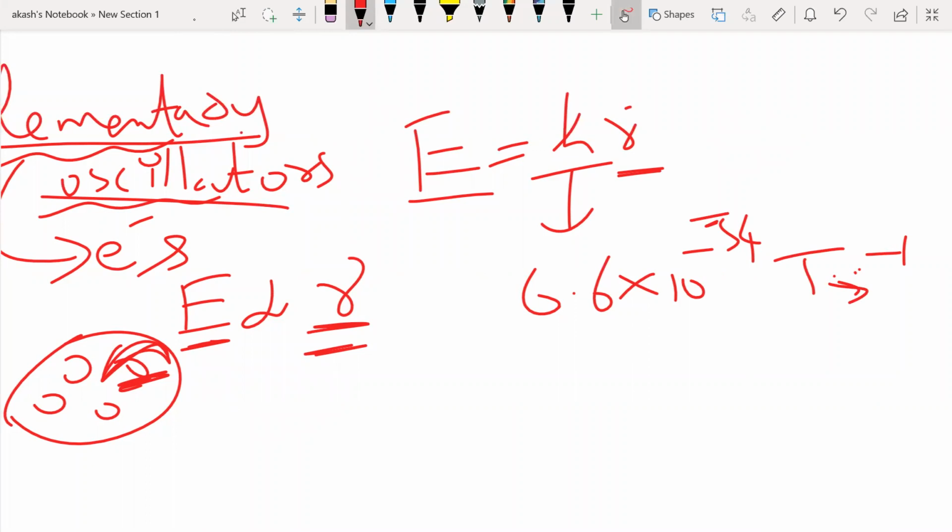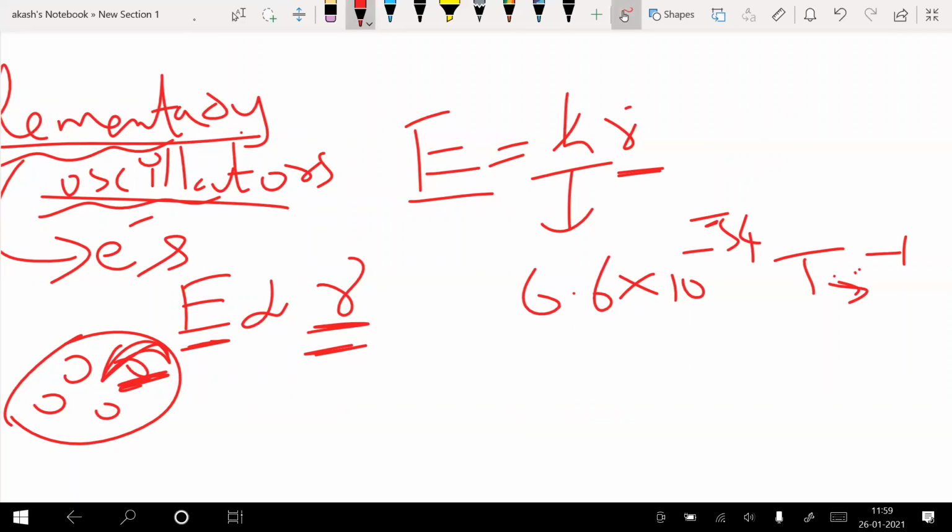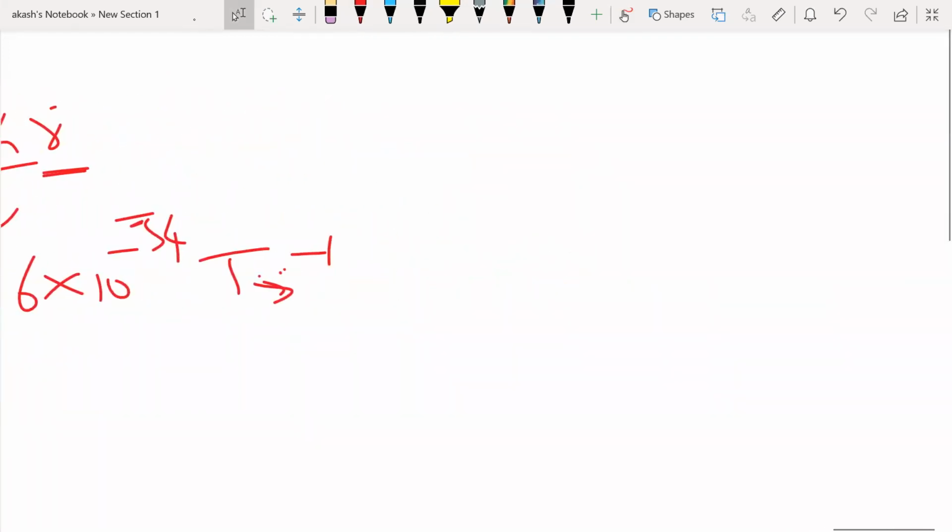We still have half an hour. So based on Planck's theory only, Bohr gave his own atomic theory. We'll see how it happens. Okay, so now we are going for Bohr's atomic model, or Bohr's atomic theory.